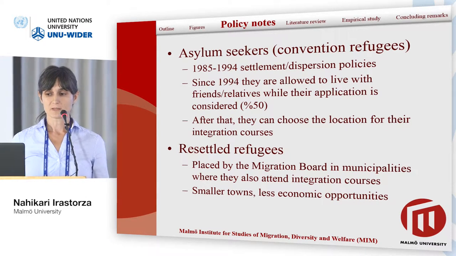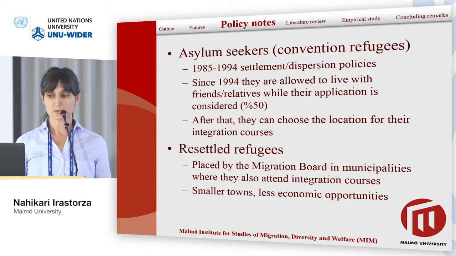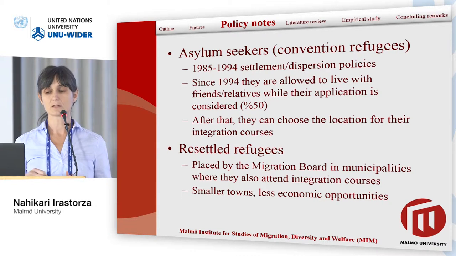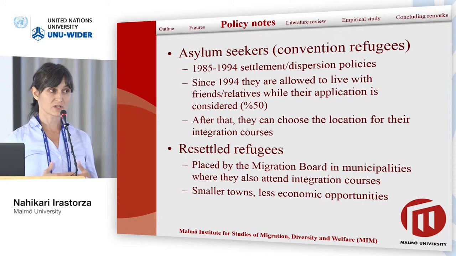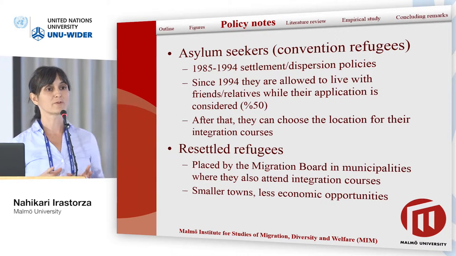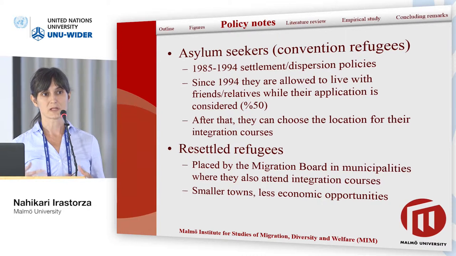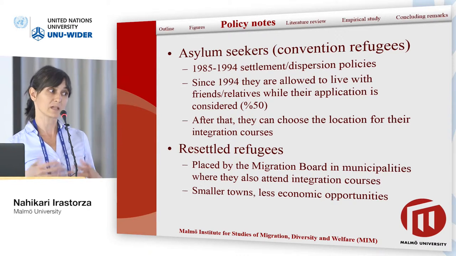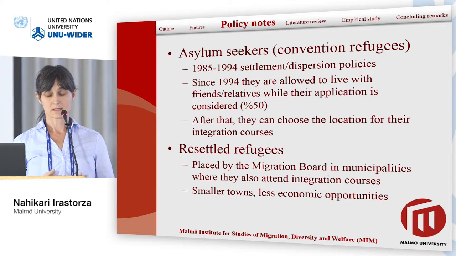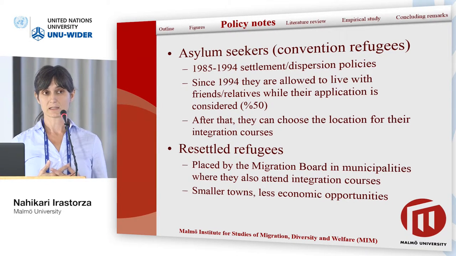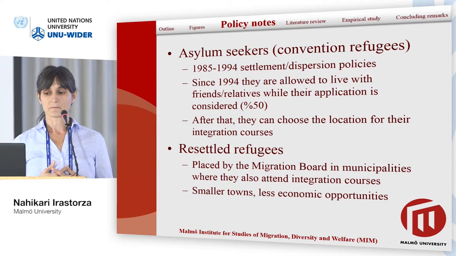On the contrary, since 1994, asylum seekers can choose whether they want to live with friends and relatives, if they have any in the country, while their application is considered. And about 50% of them choose to live with friends and relatives, or they have the opportunity to live with them. This wasn't the case before 1994.